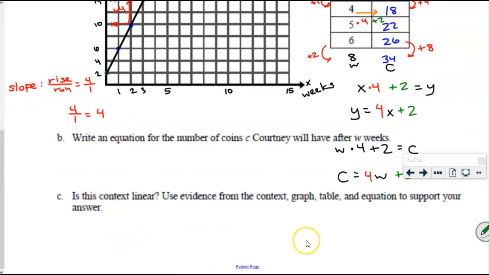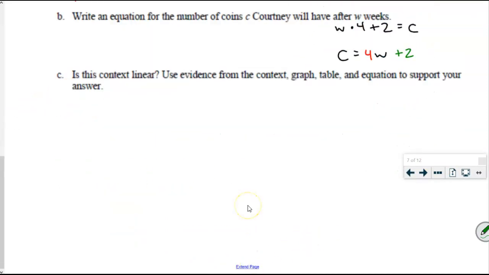Question C asks, is this context linear? Let's talk about the meaning of that word. We've heard it before. What does linear mean? Kale? Yeah, exactly. So we're asking, is this a straight line relationship?